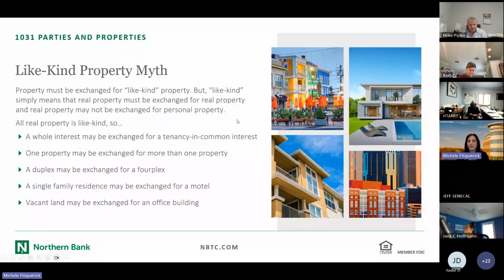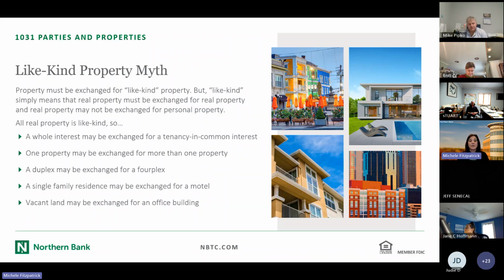Any questions? I know I kind of blew through that a little bit, and we're going to be moving on to the properties in some replacement property options. So I wanted to give you an idea of the different types of parties that are involved in any exchange and how ownership should be structured. So we'll move on to the properties that are involved in 1031 exchanges.